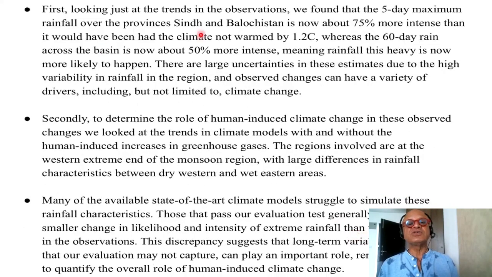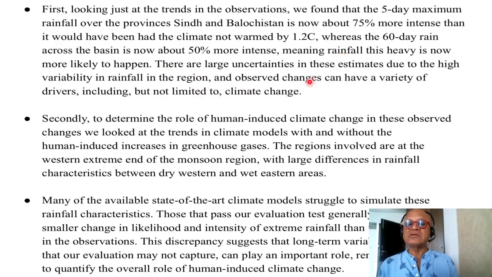Continuing, first looking just at the trends in observations, we found that the 5-day maximum rainfall over the provinces Sindh and Baluchistan is now about 75% more intense than it would have been had the climate not warmed by 1.2 degrees C, whereas 60-day rain across the basin is now about 50% more intense, meaning rainfall this heavy is now more likely to happen. So this is an actual attribution giving percentage increases of intensity of rainfall at 5 days and 60 days.